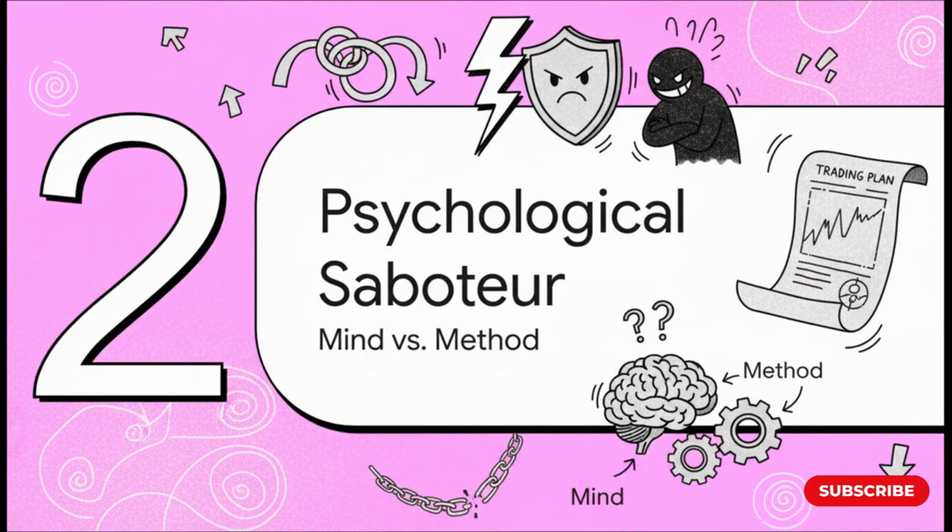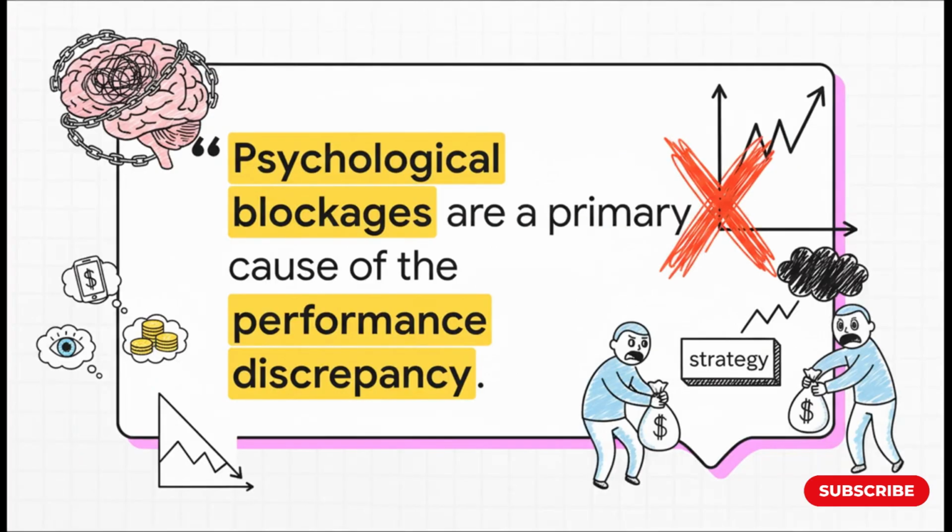Okay, let's zoom in on that first one, the psychological saboteur. Because honestly, this is often the biggest and, frankly, the sneakiest enemy of any good trading plan. And this quote just hits the nail on the head. I mean, how true is that? The source material is super clear here. These psychological hangups are a huge cause of the performance discrepancy. It's that fear of missing out, that greed that makes you hold on way too long, or that sheer panic that makes you sell at the worst possible moment. You have a perfect plan, and then your own brain just throws it right out the window.